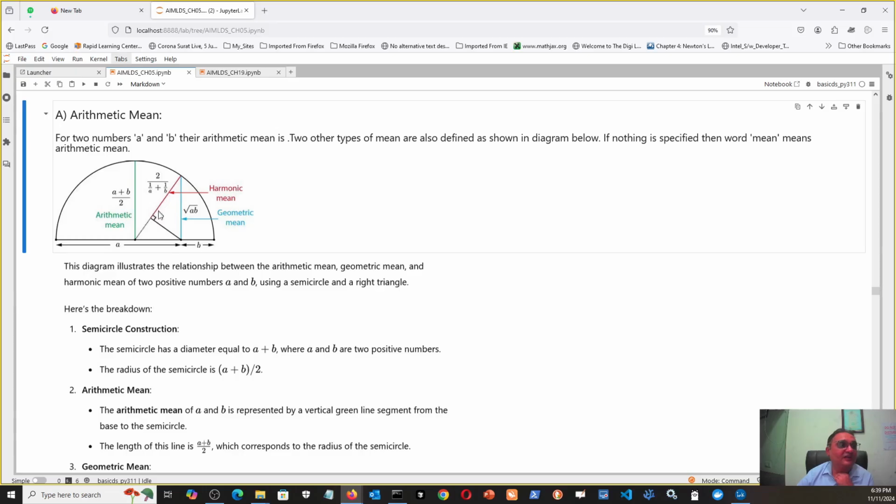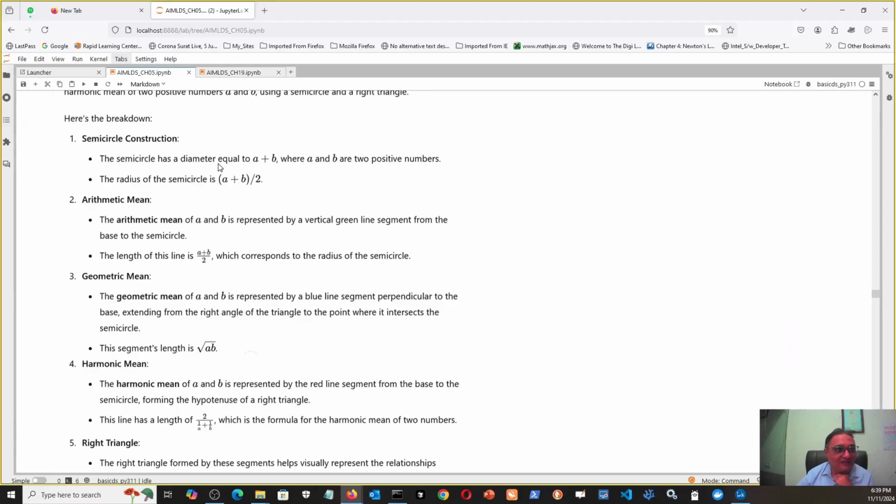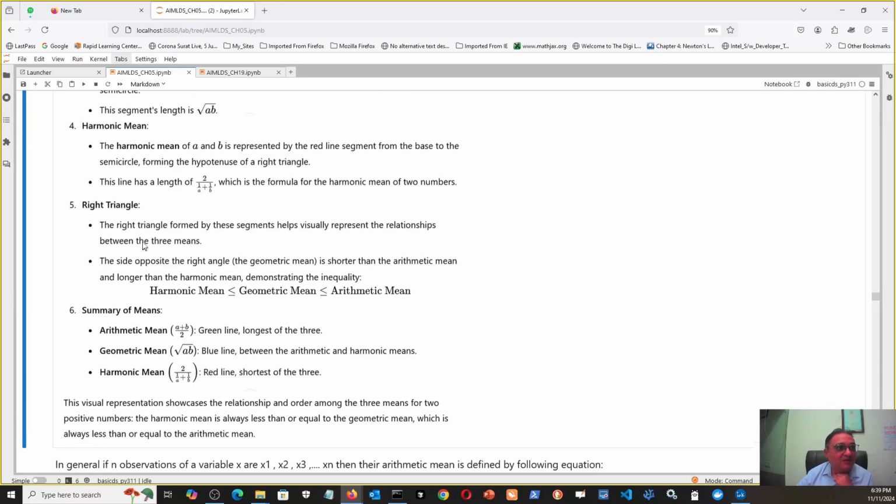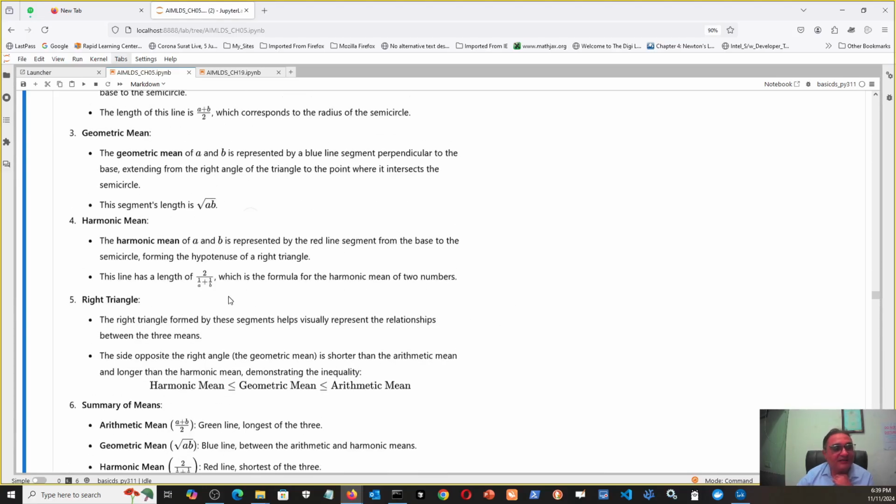So clearly it is visible that the harmonic mean is smaller, the geometric mean is bigger than the harmonic mean, and the arithmetic mean is the largest. This shows the same explanation, but I just want you to note that the harmonic mean is less than or equal to the geometric mean, and it is less than or equal to the arithmetic mean. So please read this explanation.